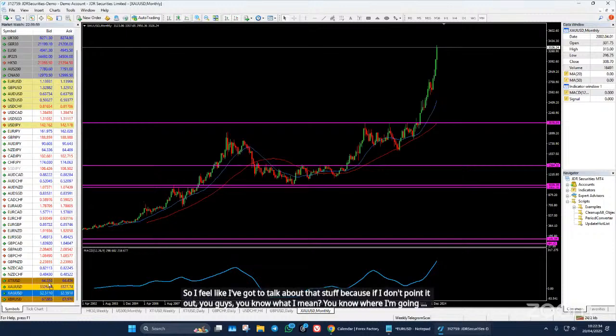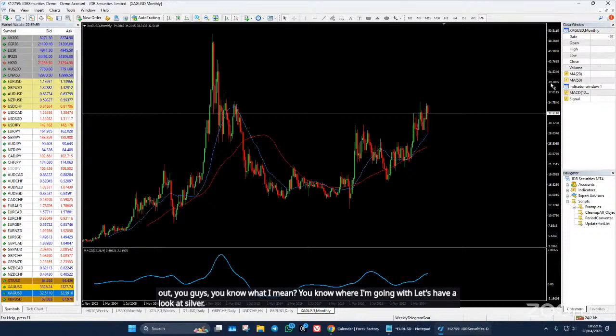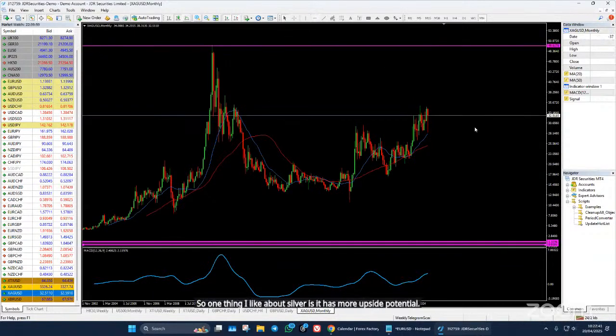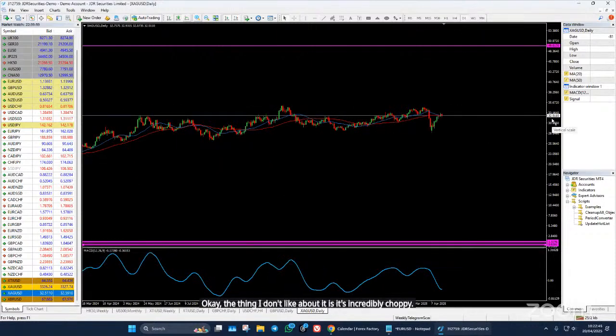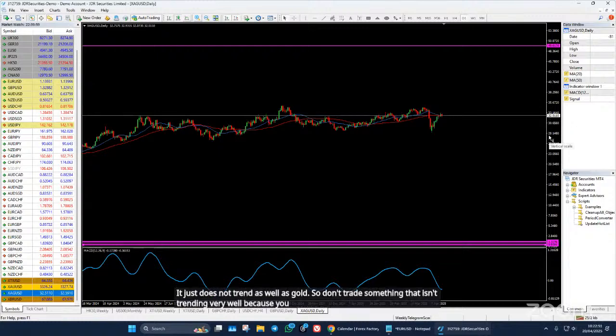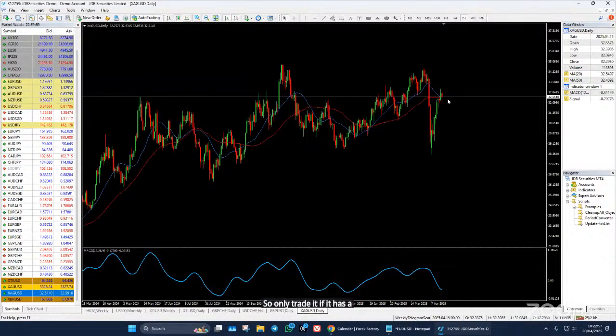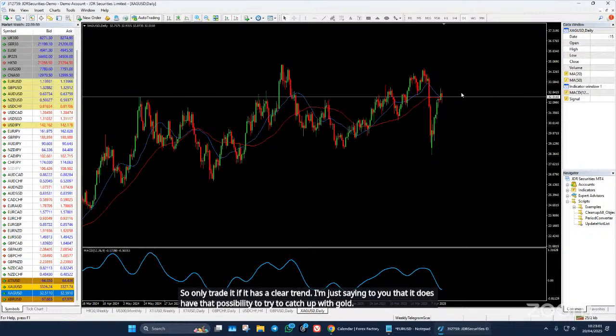Let's have a look at silver. One thing I like about silver is it has more upside potential. The thing I don't like about it is it's incredibly choppy. It just does not trend as well as gold. So don't trade something that isn't trending very well, because you could end up trading silver for its upside potential, but then just have losing trades because it goes up and down and up and down. So only trade it if it has a clear trend. It does have the possibility to try to catch up with gold, but if it isn't trending, just stay away from it.